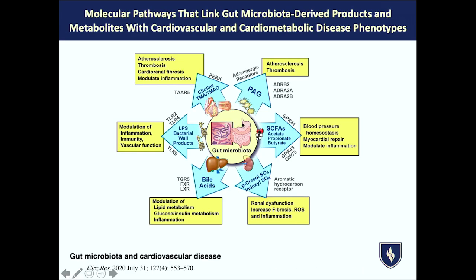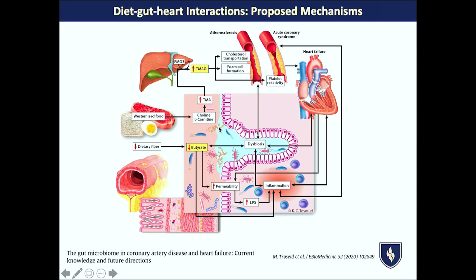Here's another summary of these different metabolites in the gut that have a role in cardiovascular disease. So TMAO, destructive, binds to adrenergic receptors, increasing blood pressure, also promoting thrombosis and atherosclerosis. Short-chain fatty acids, acetate, propionate, butyrate, help control blood pressure, homeostasis, myocardial repair, and modulate inflammation. Lipopolysaccharides are released from leaky gut and cause inflammation, vascular dysfunction, and vascular injury. Bile acids bind to FXR and LXR receptors that can control lipid metabolism and insulin metabolism. And if the bile acids are oxidized, they may even produce inflammation. And then p-cresol, indoxyl sulfate, and other sulfur compounds have been shown to cause renal dysfunction as well. So the gut microbiome does play a role in different models of heart disease.